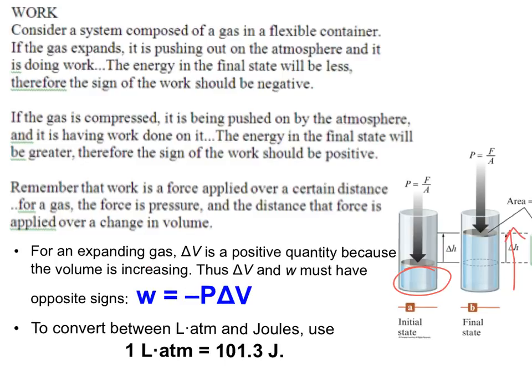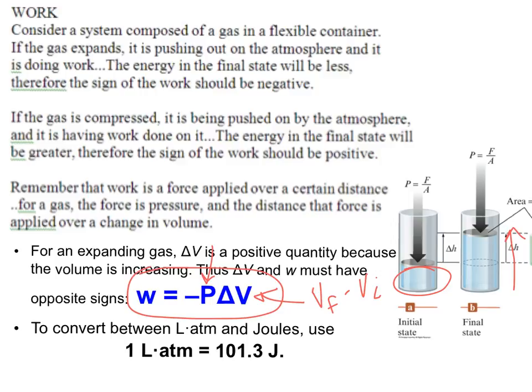So you do need to know this equation. This is also going to save you in physics. Work is negative P delta V, where P is going to be our pressure and delta V is going to be our change in volume, where it's the final volume minus initial, just like all other deltas are.